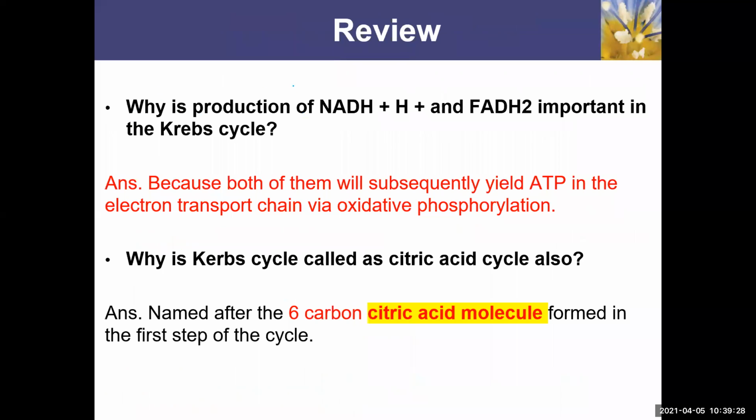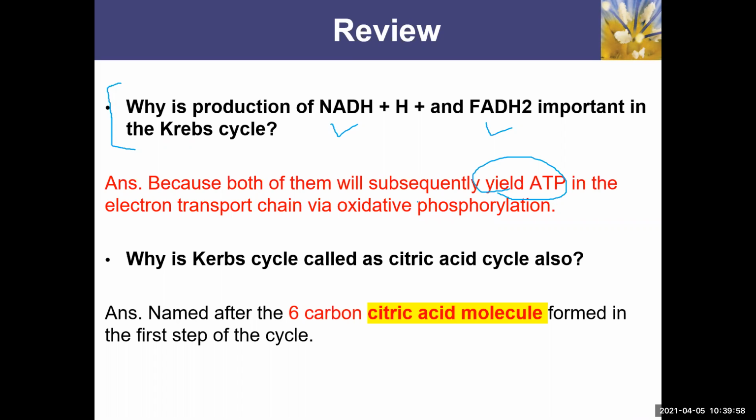Why is the production of NADH and FADH2 important in the Krebs cycle? Because the next part of this chapter, which we are going to discuss in a while, is the electron transport chain, right? You will see that there we are going to use the same NADH and the same FADH2 which were produced here. They will be used to produce our ATP in the electron transport chain via the oxidative phosphorylation, which is coming up.